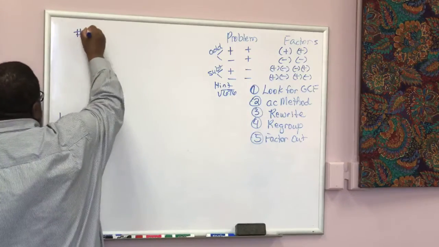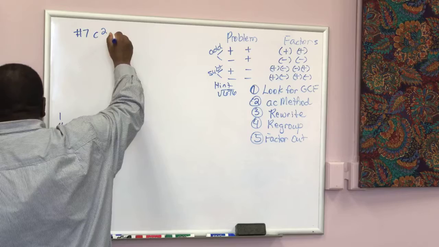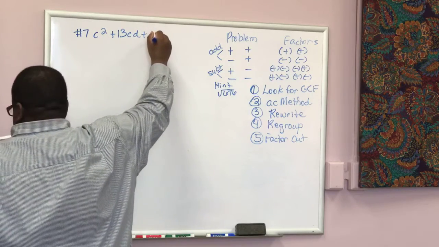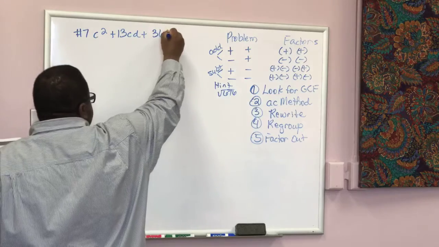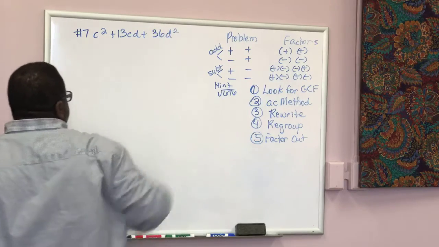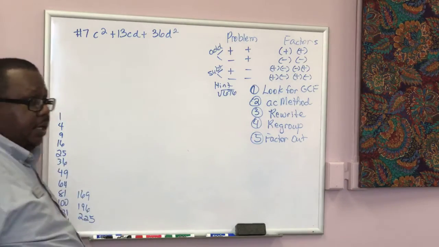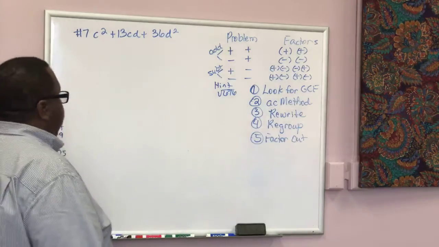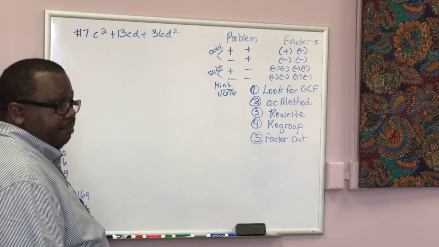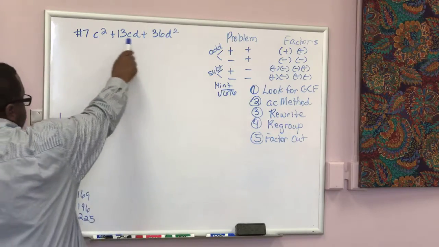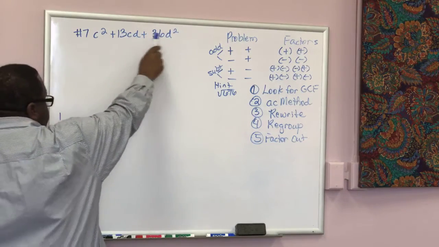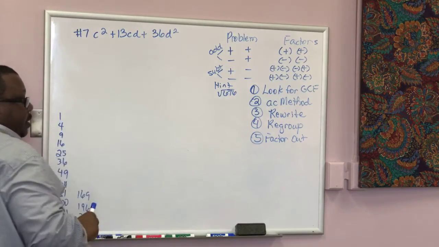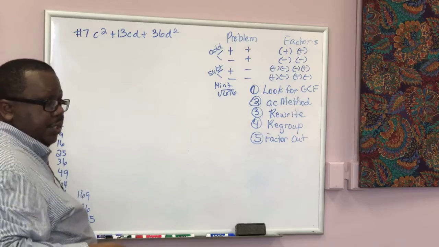So number 7 says C squared plus 13CD plus 36D squared. All right, so the process is going to be the same. Look for what first? A GCF. Do they have anything in common? Any variables in common? Are they sharing the same variable? No, they're not. Do we have any numbers in common? No, we don't. So no GCF.